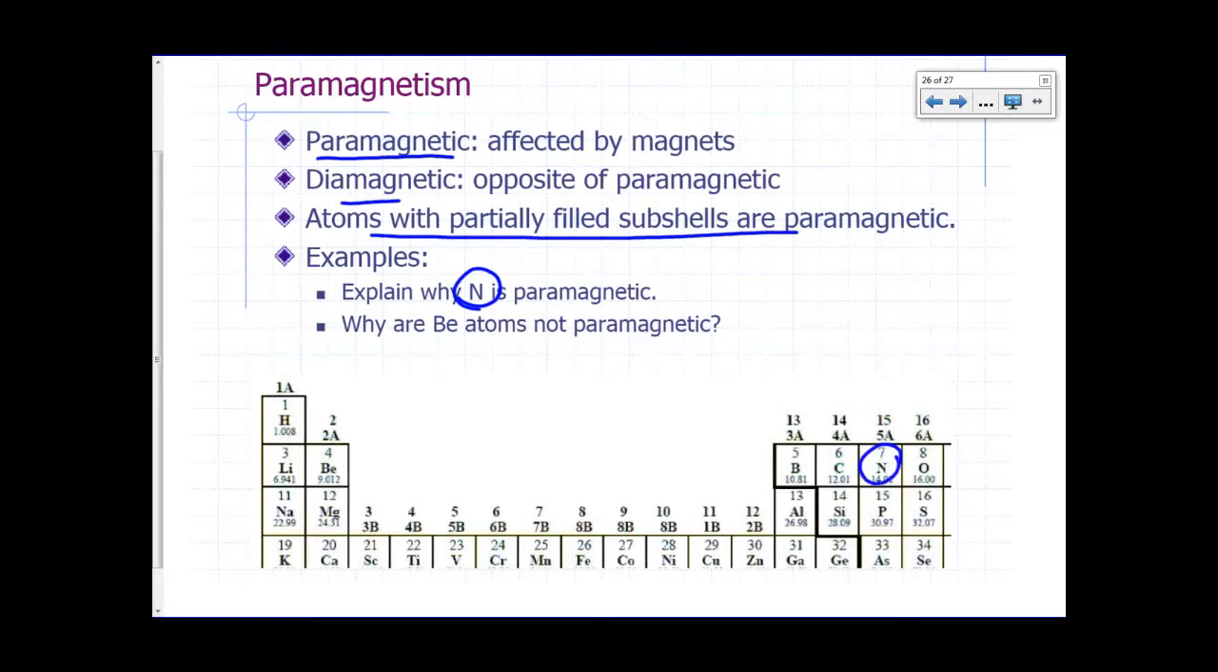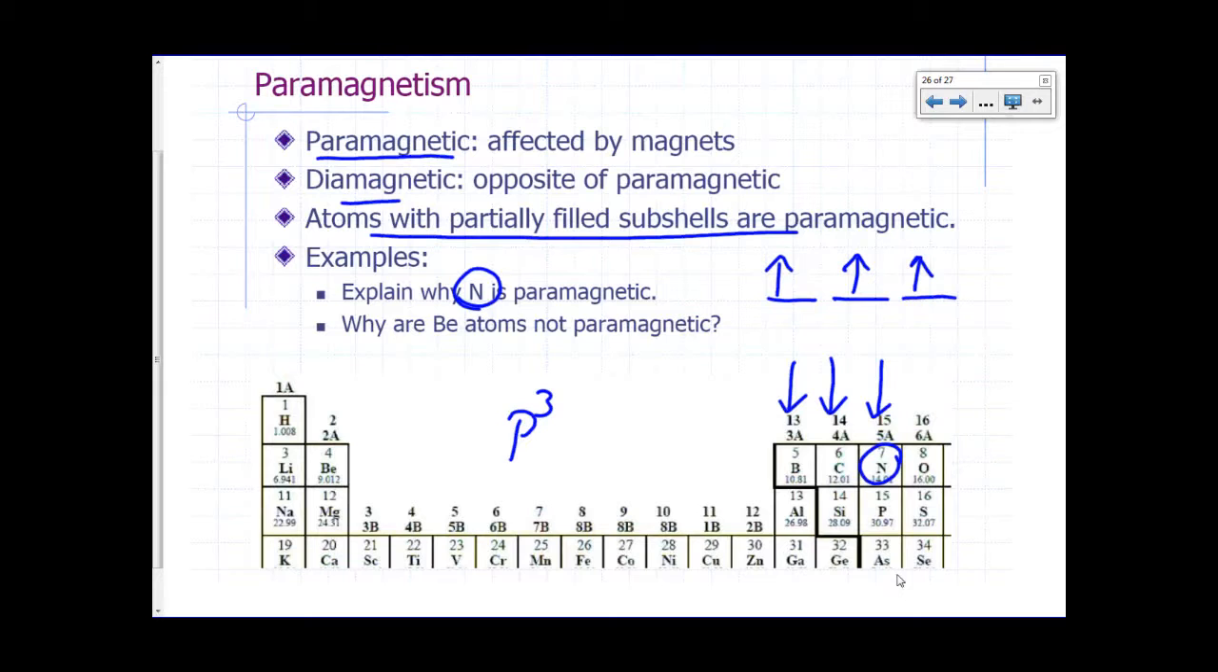Here's nitrogen right here. It's in the p block. So p1, p2, p3. So the valence configuration, the outermost configuration of nitrogen, is p3. It has an unfilled, half-filled p subshell with three electrons. So those three electrons would spread out among the three orbitals, and they'll have parallel spins. So that's what makes the nitrogen atom paramagnetic.